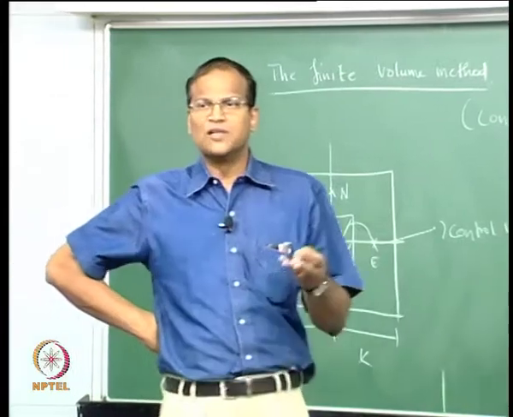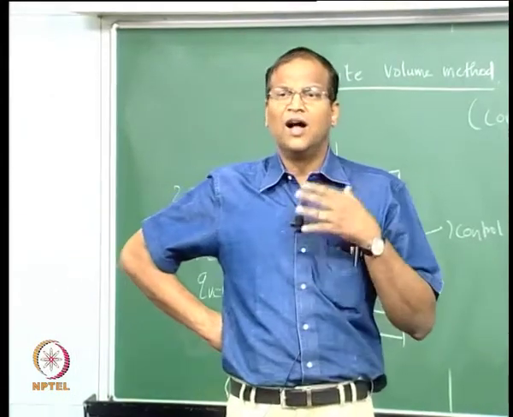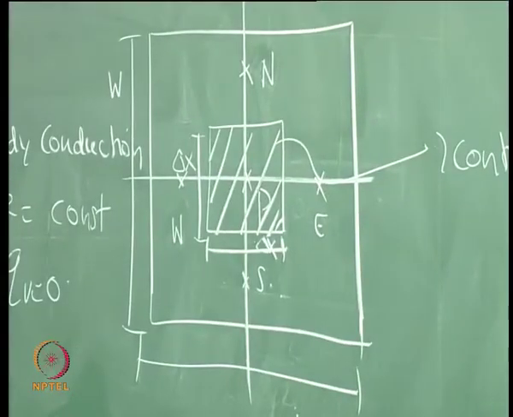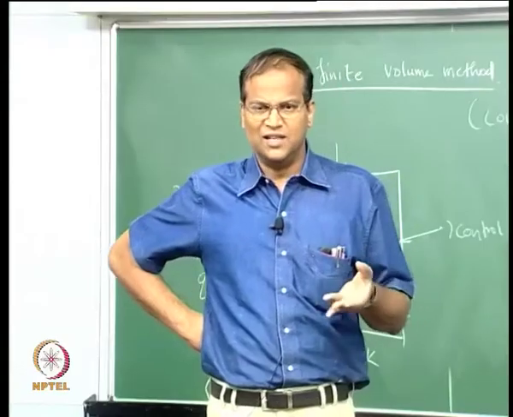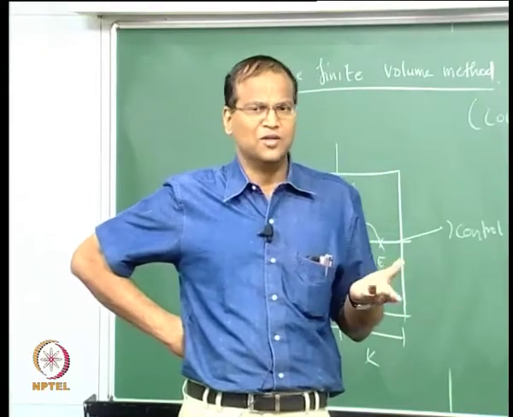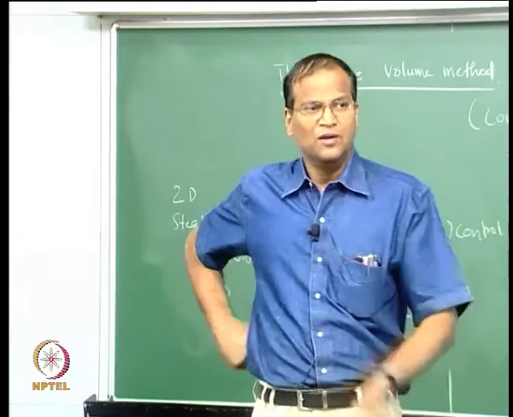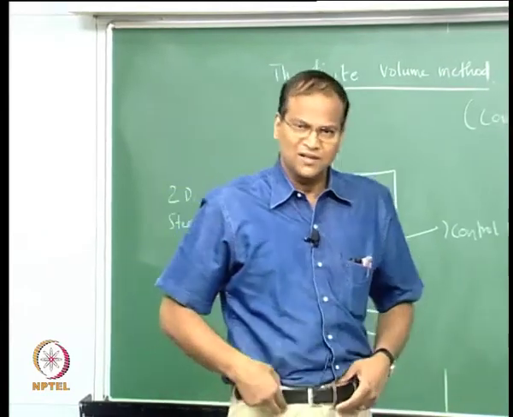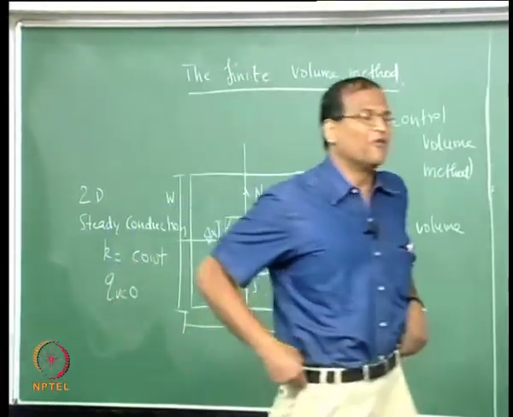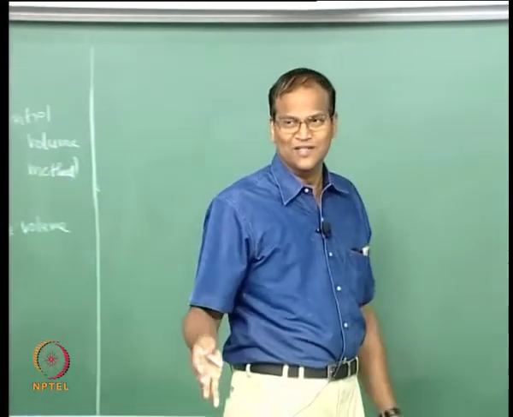Now it is 2 dimensional, steady, constant property, only conduction, no convection is taking place, no heat is generated, it is steady, no enthalpy is stored or depleted in the control volume. Now I have to apply the flux balance. This is just the starting point of our derivation of the governing equation.